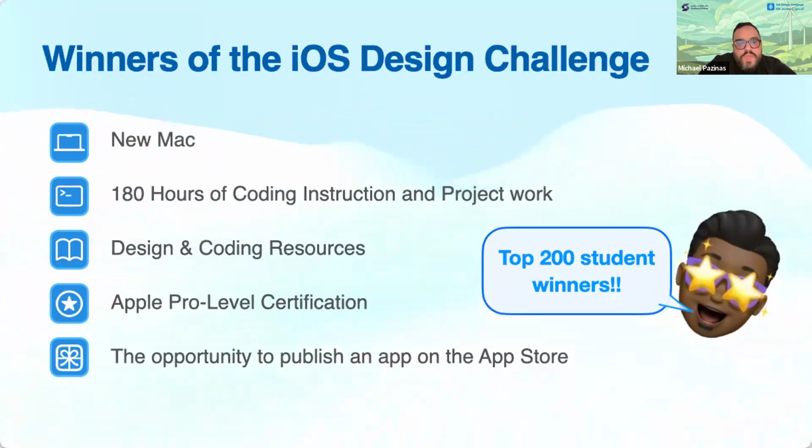We've talked about this before. The least important prize is the Mac. They get a new Mac, and we've had some kids actually publish apps this year. We recently had a celebration of kids that went through the Swift Accelerator. We had a great celebration, and we had lots of kids that produced some really great work. The most important stuff is 180 hours of coding instruction and the project work that you get with that machine. And you get design and coding resources.